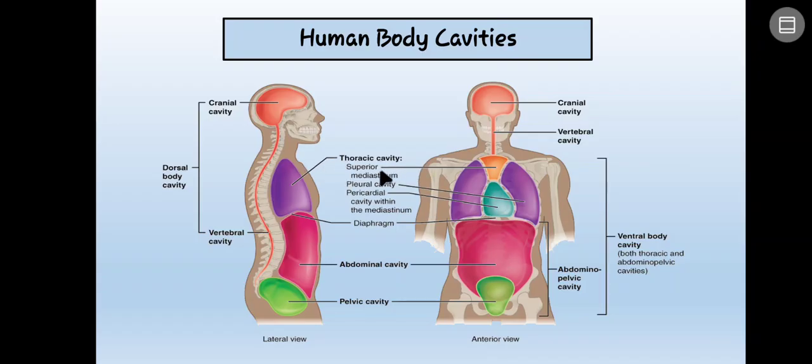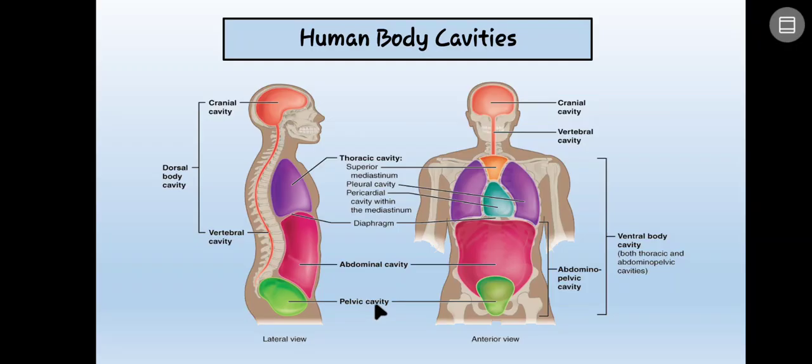The thoracic cavity, the abdominopelvic cavity, and the pelvic cavity all form part of the ventral body cavity. So the ventral body cavity consists of the thoracic cavity and the abdominopelvic cavity, and the abdominopelvic cavity can be divided into the abdominal cavity and then the pelvic cavity.